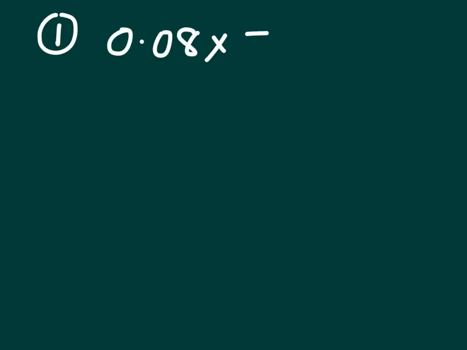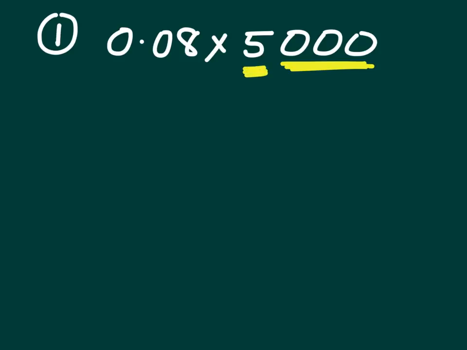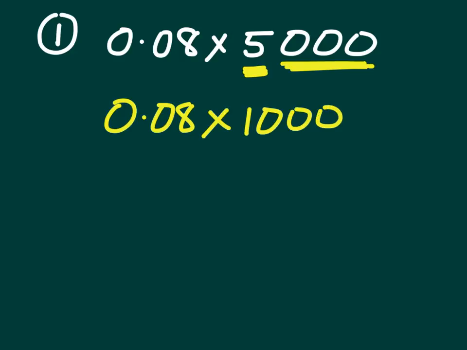0.08 times 5,000. Now I like to think of this question as first of all multiplying by the 1,000 and then multiplying by the 5. So take your 0.08, multiply it by 1,000, get your answer for that, and then multiply by 5 to get your final answer.